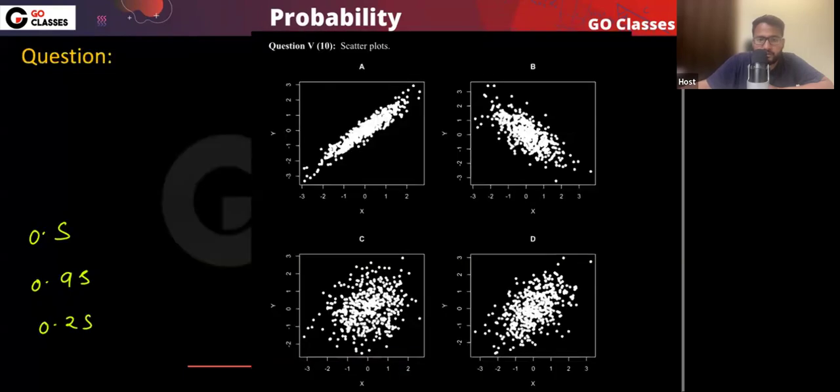So in terms of the positives, I think 0.95 must match with A. 0.25 seems like B. Sorry, 0.5 seems like D, right? D. And 0.25 seems like C. For the positives, I think these are the cases.